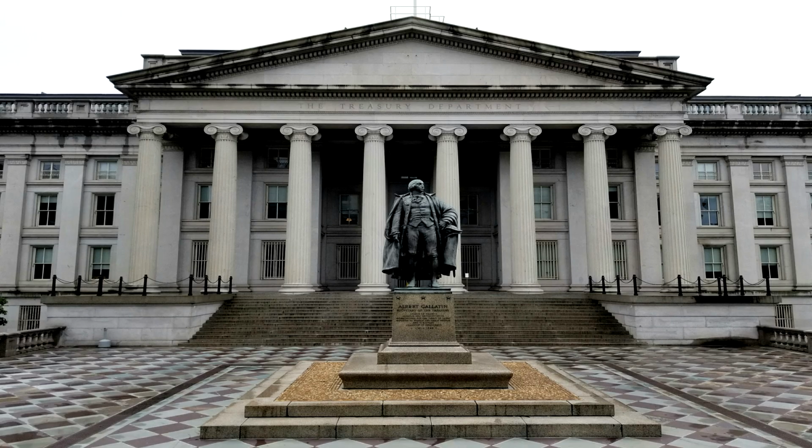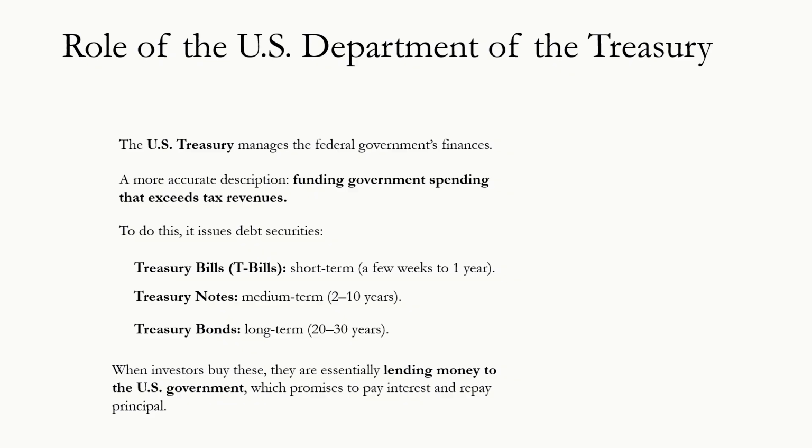But what's the role of the US Department of the Treasury? The US Treasury manages the federal government's finances. A more accurate description would be funding government spending that exceeds tax revenues. To do this, it issues debt securities. First is Treasury bills, which is short term, a few weeks to a year. Treasury notes, medium term, 2 to 10 years. Treasury bond, long term, 20 to 30 years, right? When investors buy these, they're essentially lending money to the US government, which promises to pay interest and repay principal.